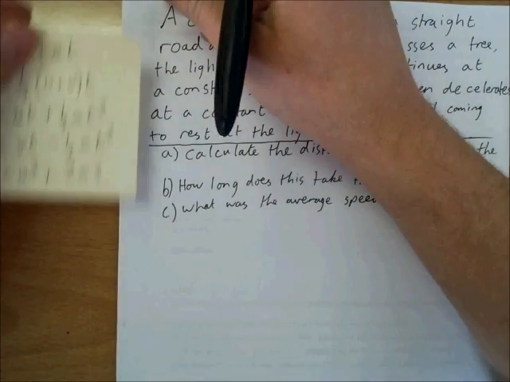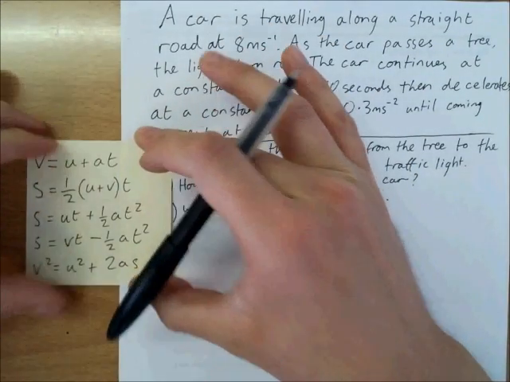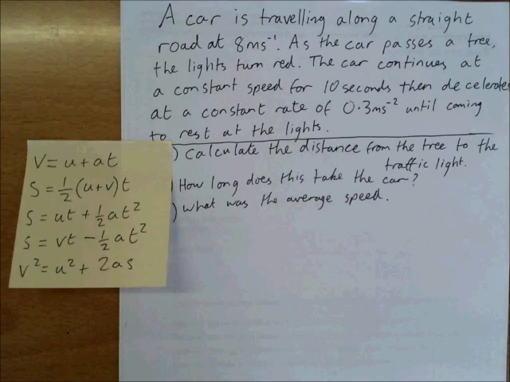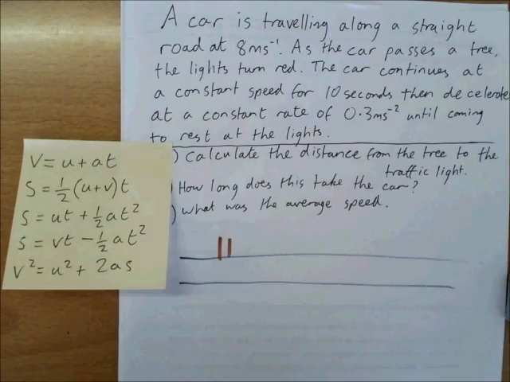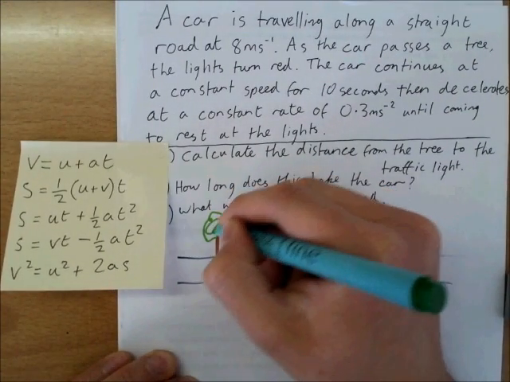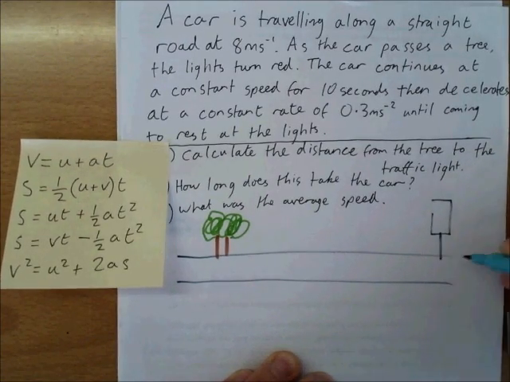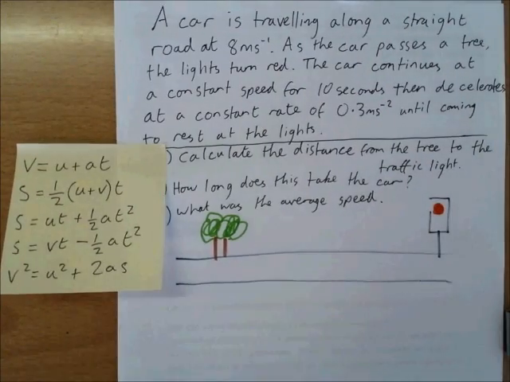Okay, so we're going to tackle part A first. We're going to stick our equations right there. Part A, we've got a road. We've got a nice tree at one end. There it is. We've got a set of lights at the other end. And they have just turned red. So our driver will need to stop.